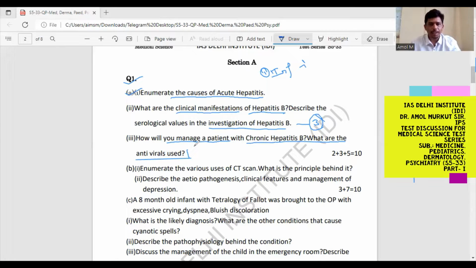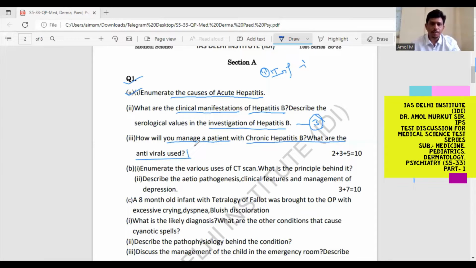Supplementary management, diet, supplementation of nutrients such as vitamins, and then antiviral treatment. Antiviral treatment is the mainstay of chronic hepatitis B, especially when the hepatitis B is in active phase or there is acute exacerbation of chronic hepatitis B. So which are the antivirals used? First is interferon alpha. What will it do? It prevents viral replication. It brings down the viral levels.